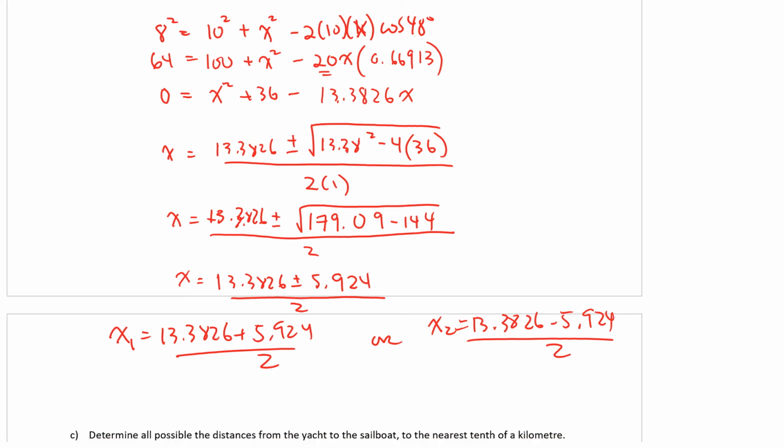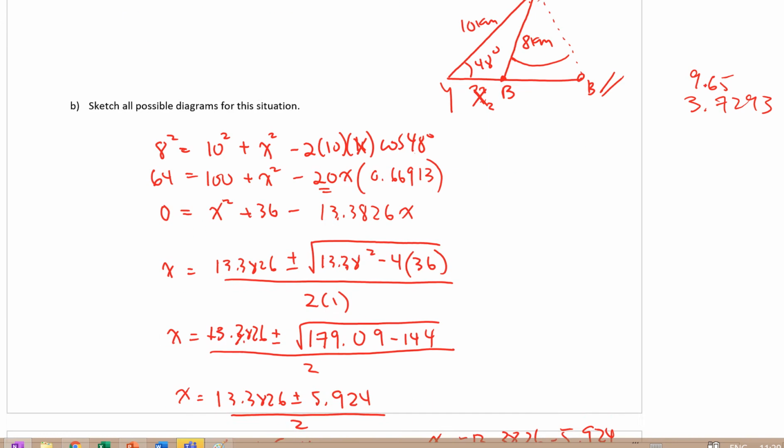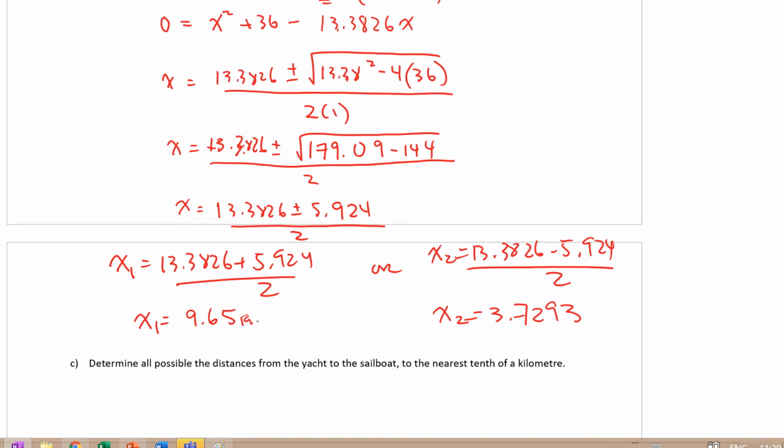Okay, so your final answers will be x1 is equal to 9.65 for the first one, and the second one, when you subtract, it becomes 3.7293, and I think my units will be in kilometers. So kilometers and kilometers. Okay, that's it.